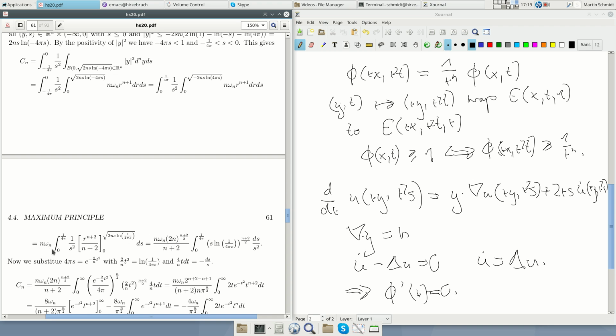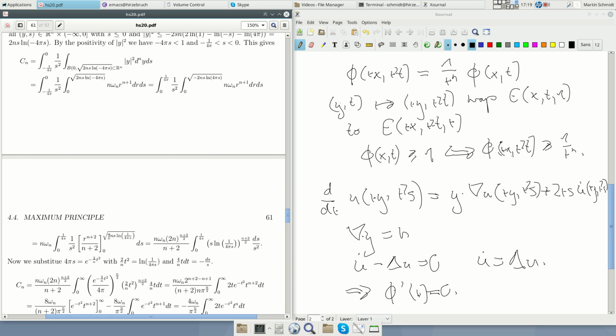Okay, we get n omega n. Now we should insert this for r. Here we have several powers of s and powers of n. Let's first look at the powers of n. We have here 2n and of course the power n plus 2, but since it's the square root, half. So this is 2n, n plus 2 half.